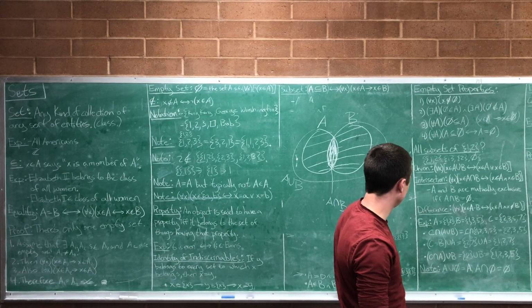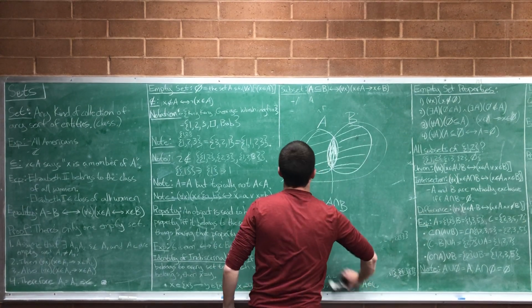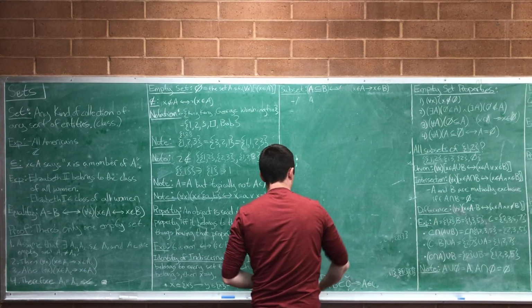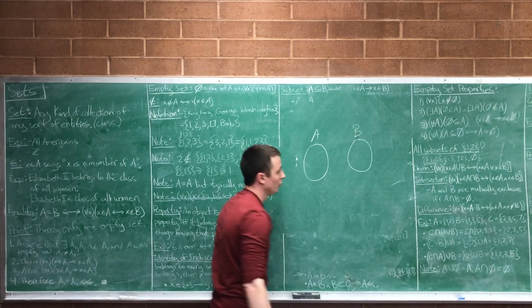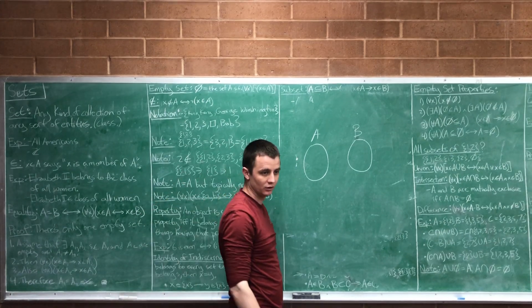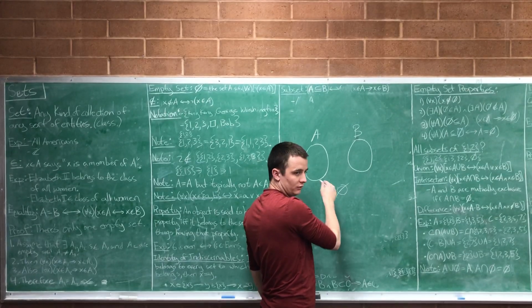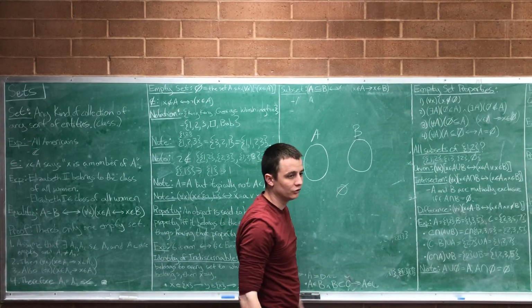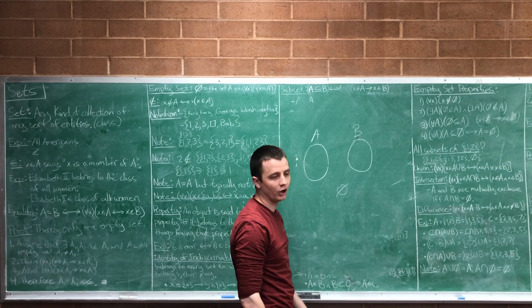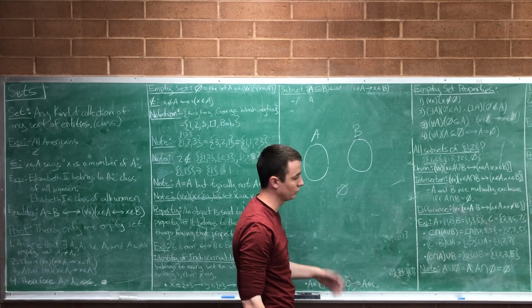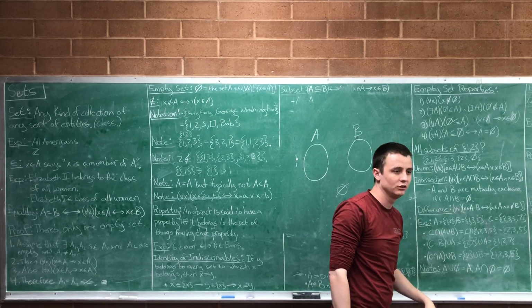So union, intersection. If A and B look something like this, what's their intersection? Nothing. The empty set. There are no points that are in this and this, right? So when you have two sets such that their intersection is the empty set, we call those two sets mutually exclusive. So A and B are mutually exclusive if and only if their intersection is the empty set.